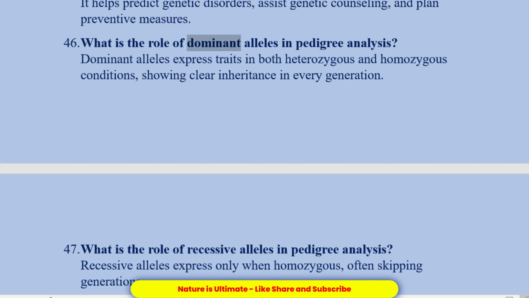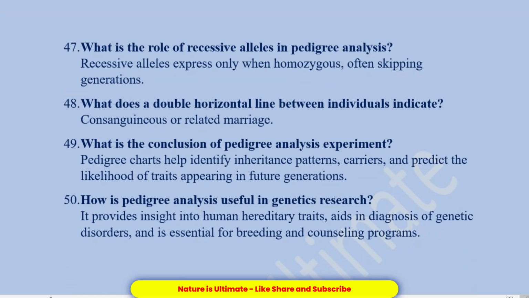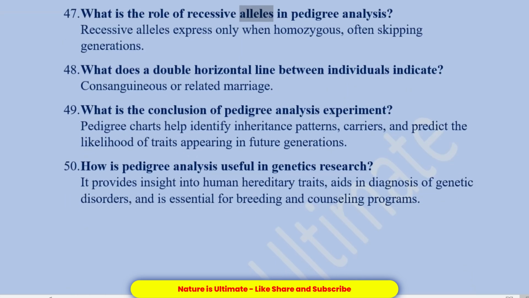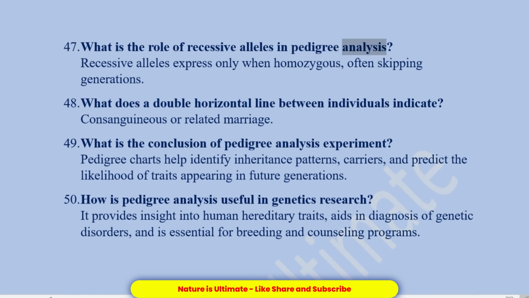What is the role of dominant alleles in pedigree analysis? Dominant alleles express traits in both heterozygous and homozygous conditions, showing clear inheritance in every generation. What is the role of recessive alleles in pedigree analysis? Recessive alleles express only when homozygous, often skipping generations.